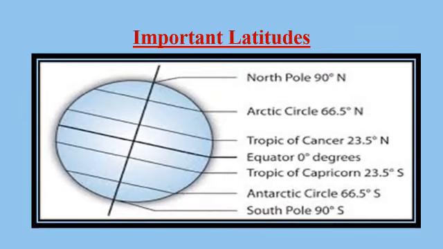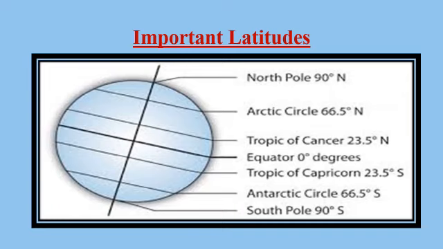Here are some important latitudes. The equator represents 0-degree latitude. 23.5-degree north latitude in the northern hemisphere is called the Tropic of Cancer. 23.5-degree south latitude in the southern hemisphere is called the Tropic of Capricorn.